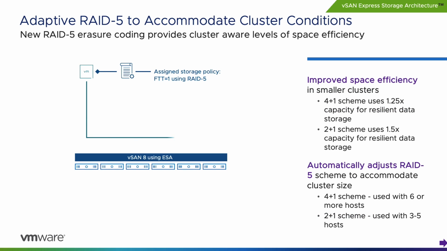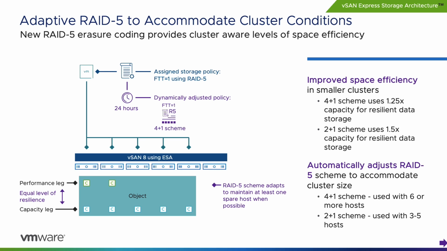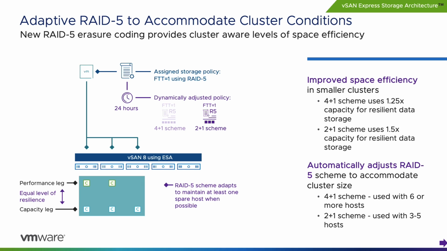Storage policies have always allowed vSAN administrators to prescribe specific levels of resilience and space efficiency for VMs powered by vSAN. With the Express storage architecture in vSAN 8, we've introduced new levels of intelligence into our storage policy engine to make the data more space efficient and resilient, all while being easier to manage. When customers choose a RAID 5 erasure code policy, the ESA looks at the host count of the cluster to determine which one of two possible RAID 5 data placement schemes should be used. A new 4+1 RAID 5 data placement scheme spreads data with parity across 5 hosts and will be used in clusters with 6 or more hosts.